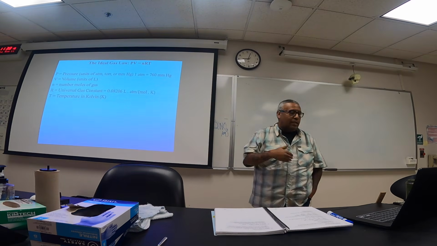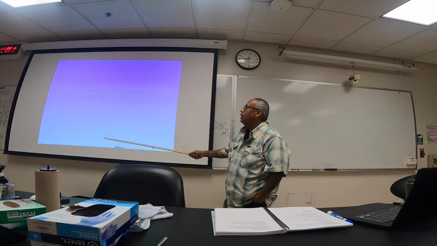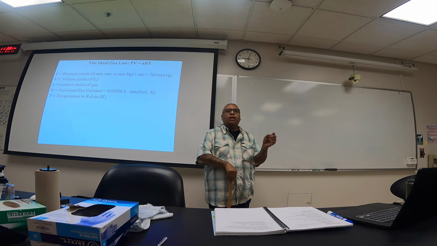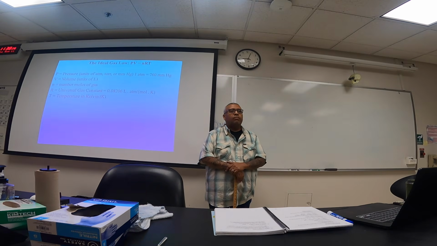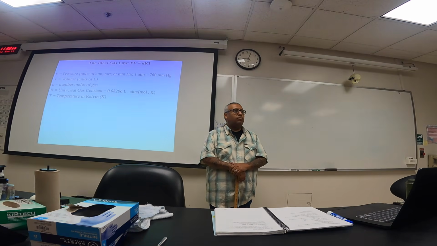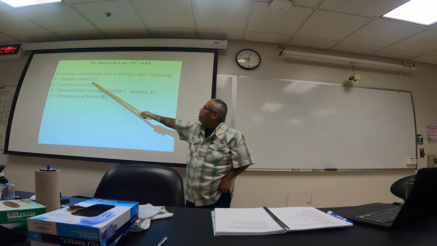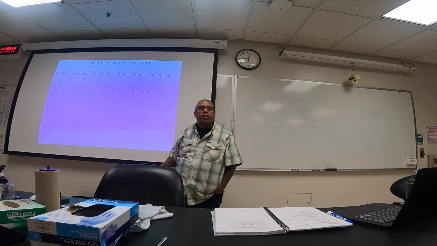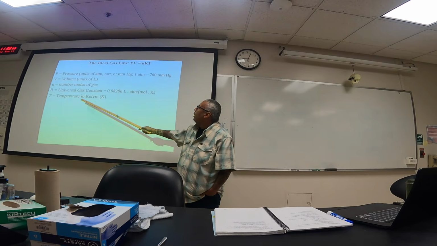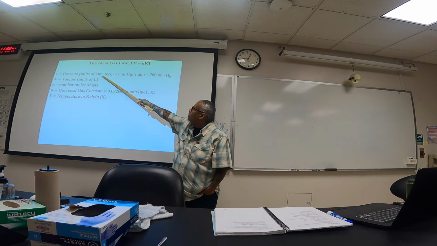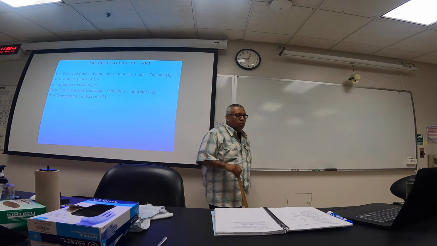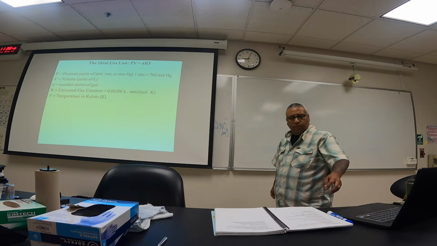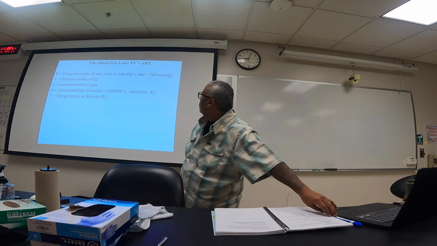Now, the units we need here: temperature has to be in Kelvin for this formula to work. If it's in Fahrenheit or Celsius, we need to convert it into Kelvin. Volume of gas has to be in liters for us to use this formula. If it's in milliliters, we have to convert it to liters. Pressure is going to be in units of atmospheres, torr, or millimeters of mercury. And then we have this definition here: 1 atmosphere equals 760 millimeters of mercury.